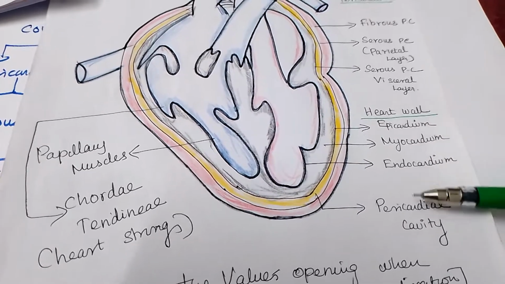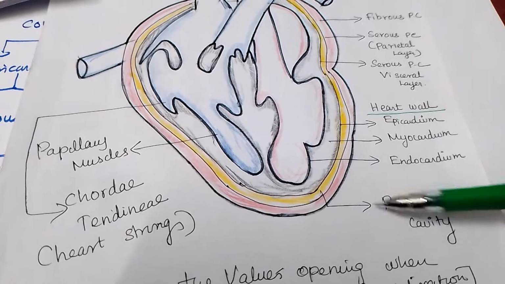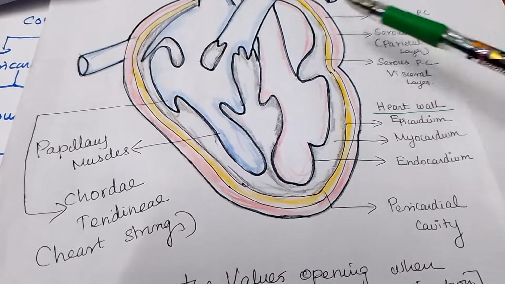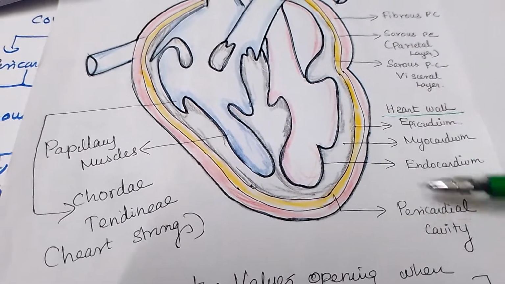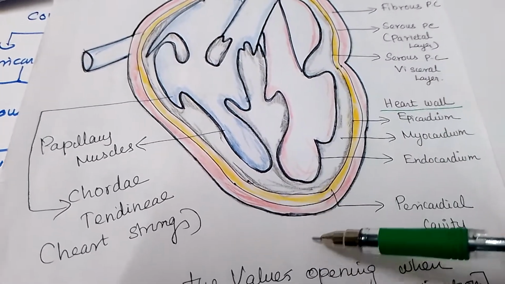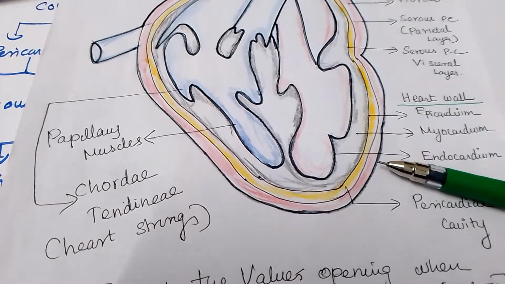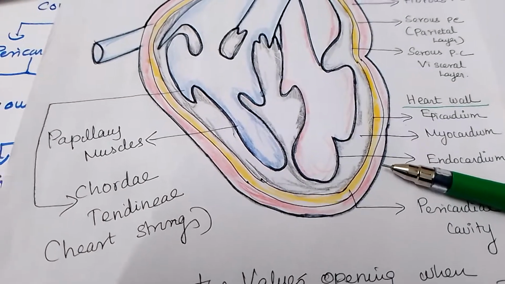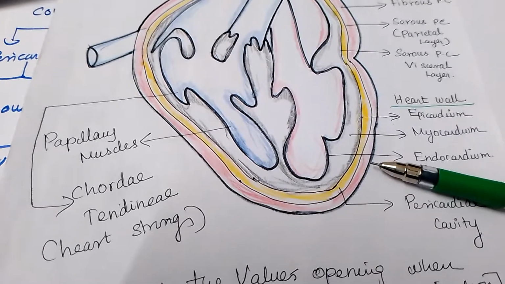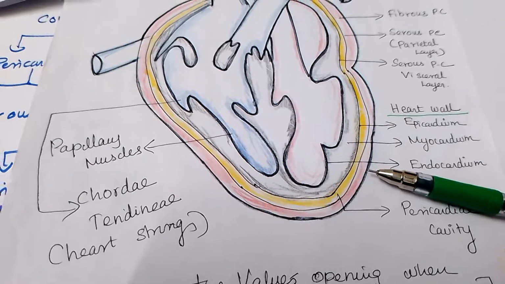Then between these, the yellow color, you can tell it is the pericardial cavity. By looking at this itself, there is a fluid present. You can mark this also. This is called the pericardial fluid. When there is excessive fluid, you can tell it is a pericardial effusion. Any collection or any bacterial or viral inflammation will be called pericarditis.